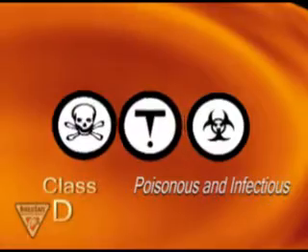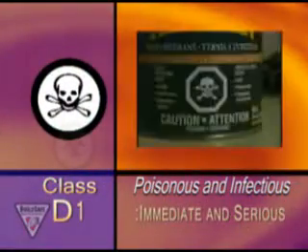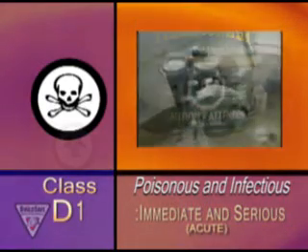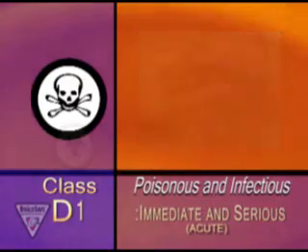Class D has 3 subcategories. D1 is immediately serious and very toxic. It is recognized by the skull and crossbones. Paints, solvents, and gasolines are usually in this category.